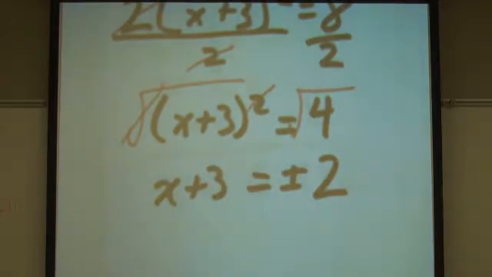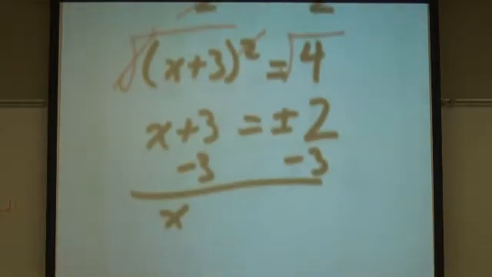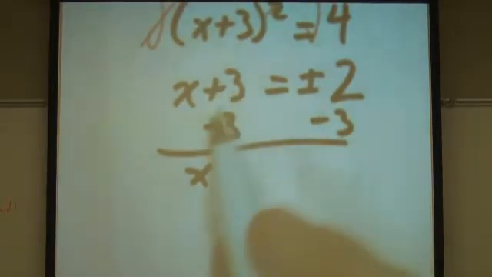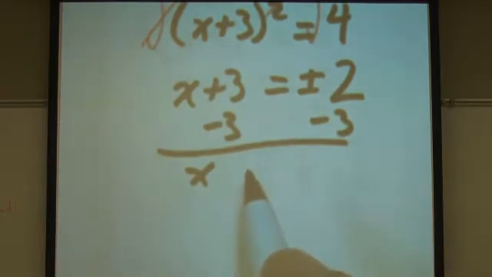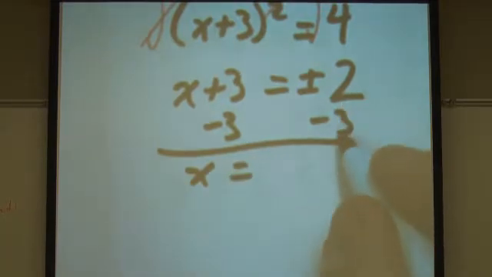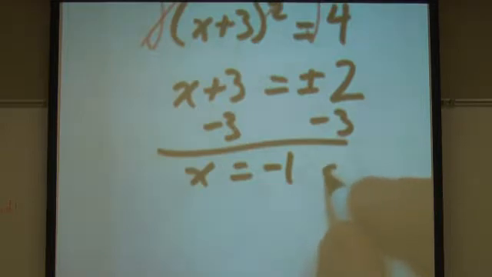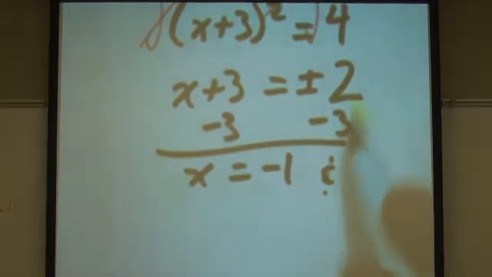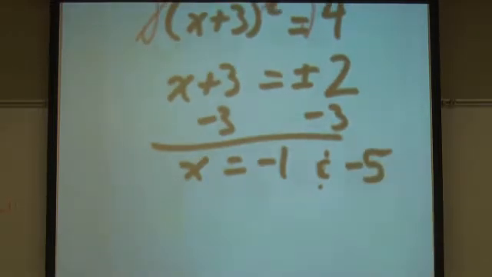And then subtract 3 from both sides. You're subtracting 3 from both sides. You are subtracting 3 from a positive 2, and positive 2 minus 3 would be negative 1. And you are subtracting 3 from negative 2, and negative 2 minus 3 is negative 5. So the two solutions are negative 1 and negative 5.